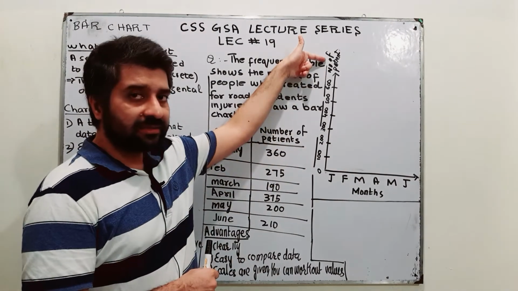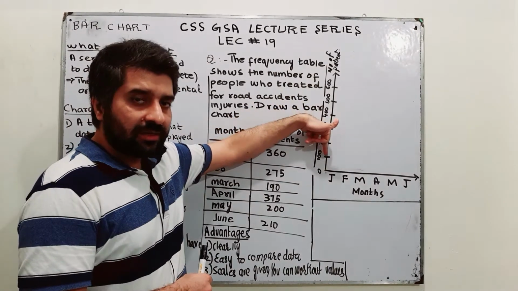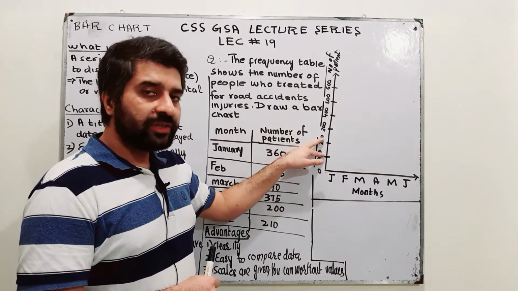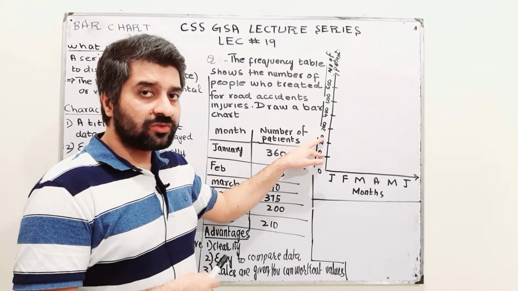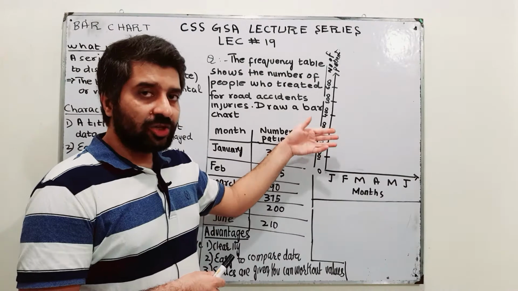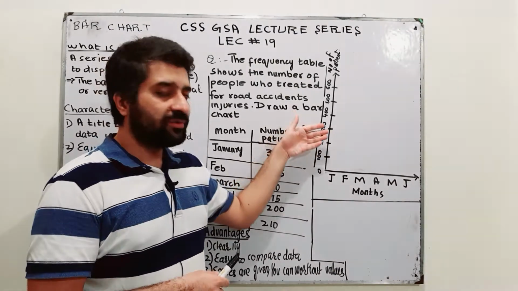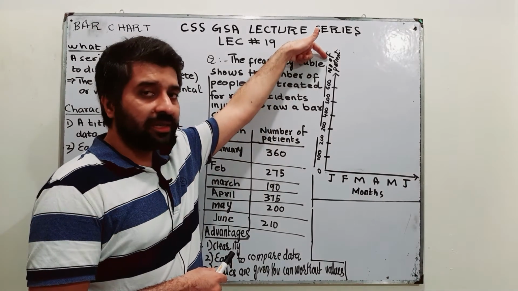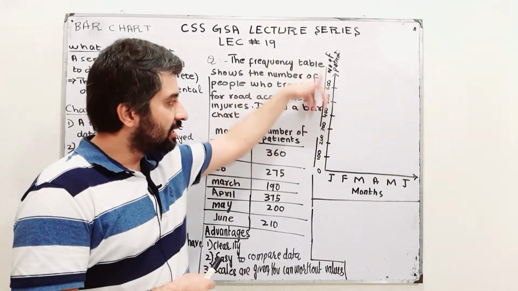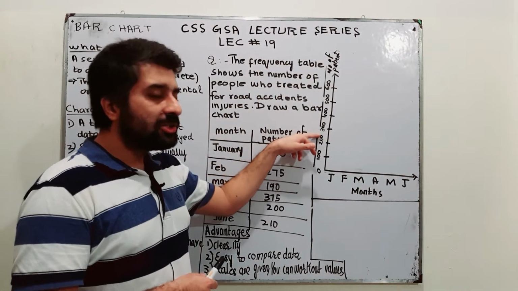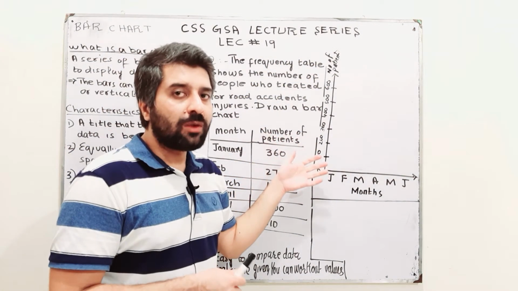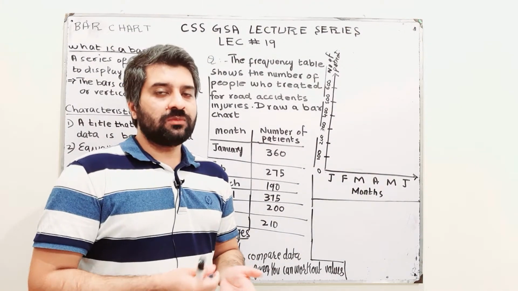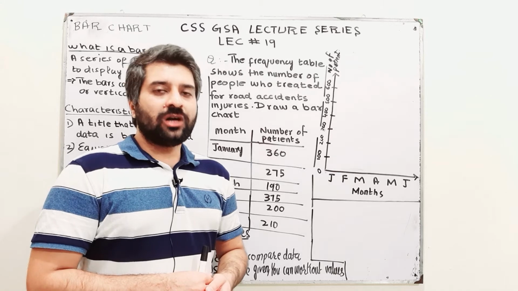On the y-axis we have a scale. 1 unit is equal to 100 patients, 2 units are equal to 200, then the next unit is again equal to 100. So up till here you have 300. So you have a scale, and you have written the label here as well: the y-axis tells you about the number of patients, while the x-axis tells you about the categories, which month we are talking about. So how to draw this one.